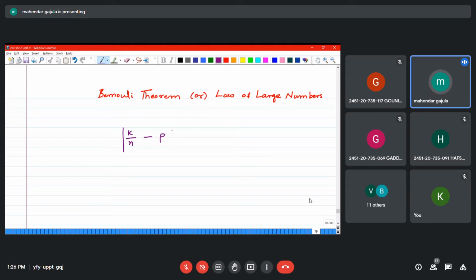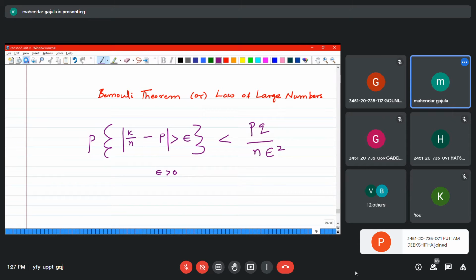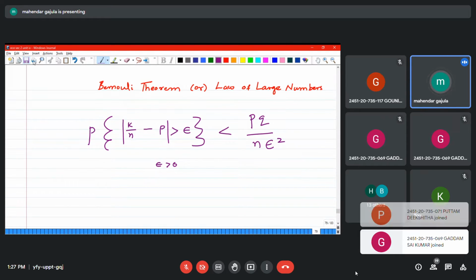Then the deviation between these two is always greater than epsilon, where epsilon is greater than 0. It's a positive value. We are getting the absolute difference between k by n and p is always greater than epsilon. This is an event. For this we are going to apply probability. This probability is always less than pq by n epsilon square. This is the Bernoulli theorem or law of large numbers.